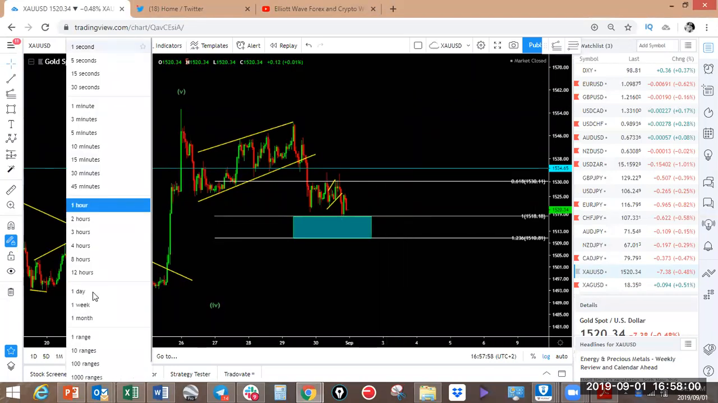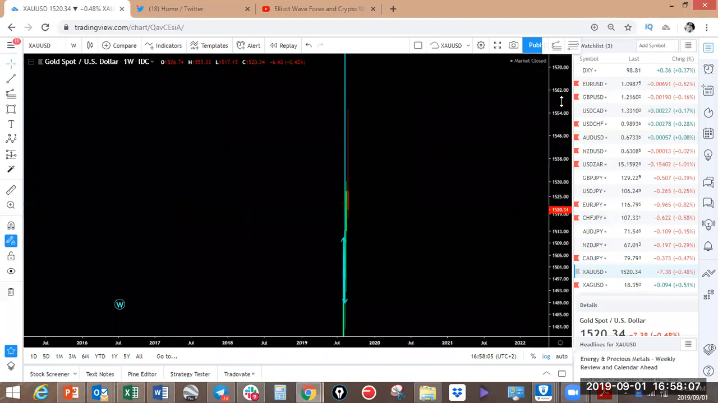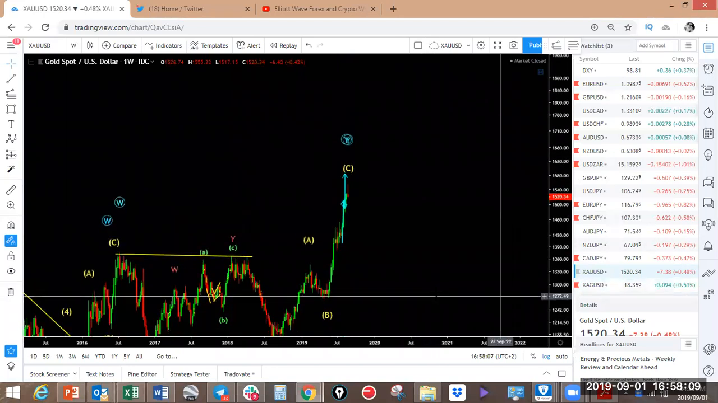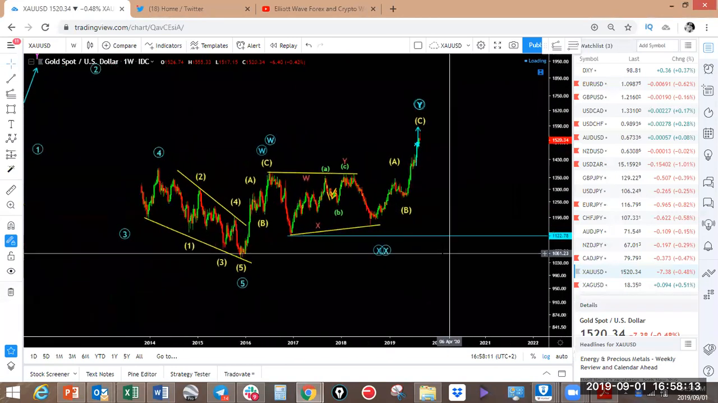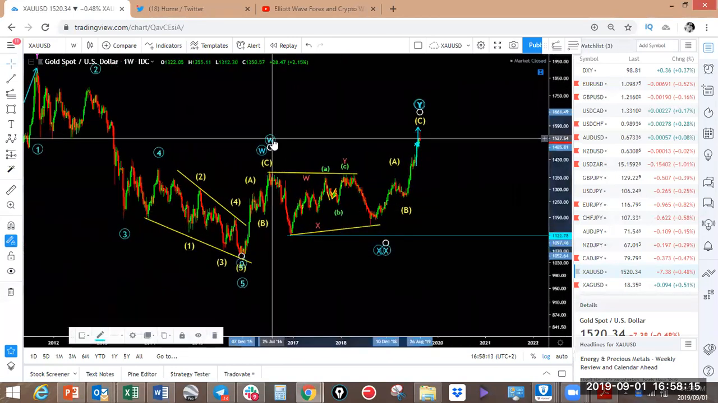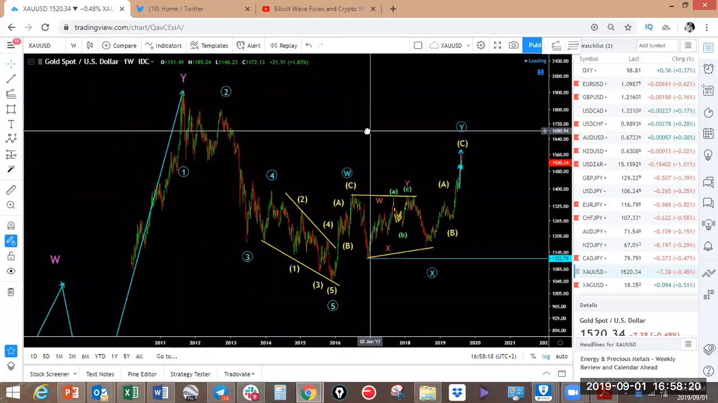Now let's look at why I want the pullback. I'm going to go to the weekly, and this is a structure that I've shown, I think, from a year back, if not two. Okay, I've looked at this for 2 years, and those that have been watching these webinars will know that we've always looked at gold this way. Okay, so this is what I've been looking at on gold.